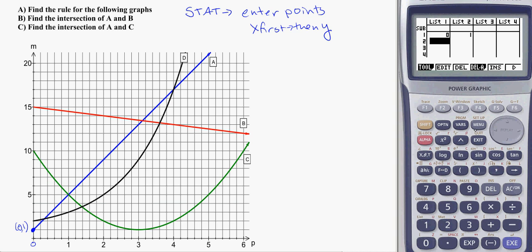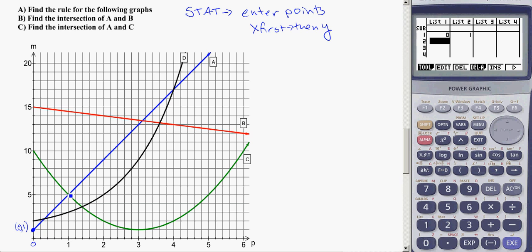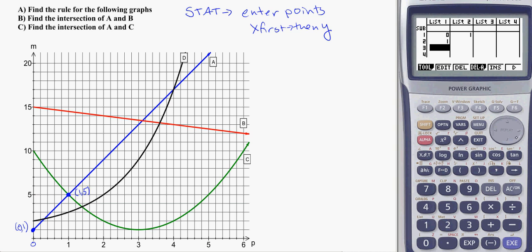And another point that I can use, if I go along and look at this, again I'm looking for points that fall right on the crosses. Looks like there's one there. And that looks like it's 1 and 5. So x is 1, y is 5. So 1, 5.